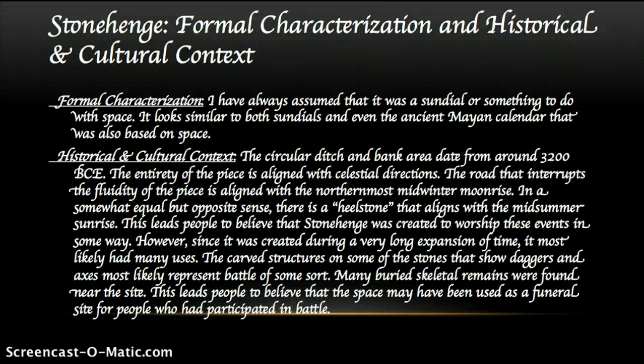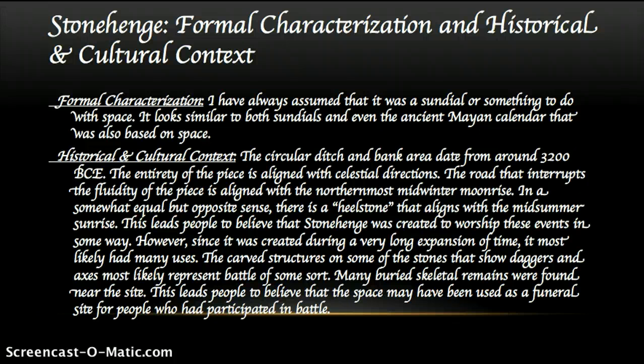The road that interrupts the fluidity of the piece is aligned with the northernmost midwinter moonrise. In a somewhat equal but opposite sense, there is a hailstone that aligns with the midsummer sunrise. This leads people to believe that Stonehenge was created to worship these events in some way. However, since it was created over a very long expanse of time, it most likely had many uses.